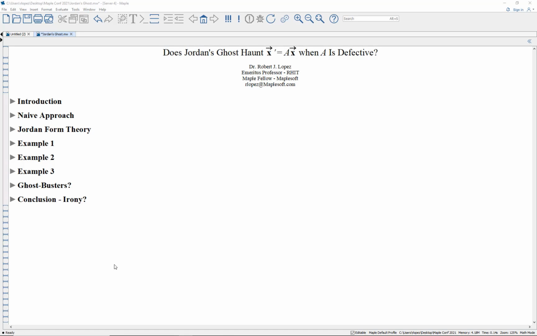Does Jordan's ghost haunt x prime equals ax when A is defective? Now, of course, Jordan is Camille Jordan, after whom the Jordan form of a matrix is named. And by way of apology for the title, what I'm really asking is, to what extent does Jordan form theory lurk behind the process of solving linear systems when the matrix is defective?